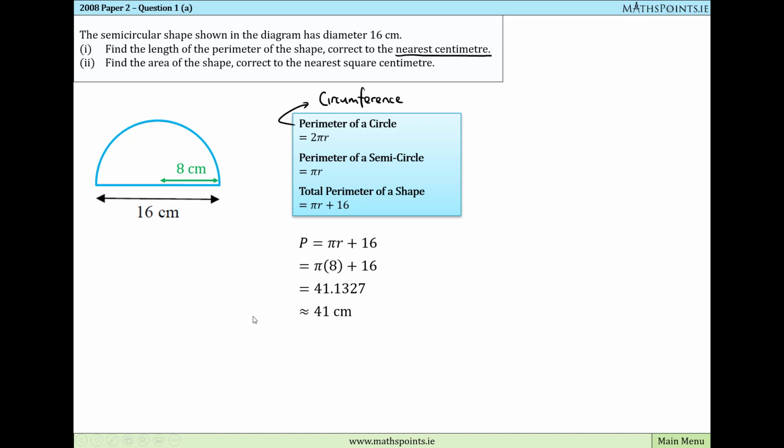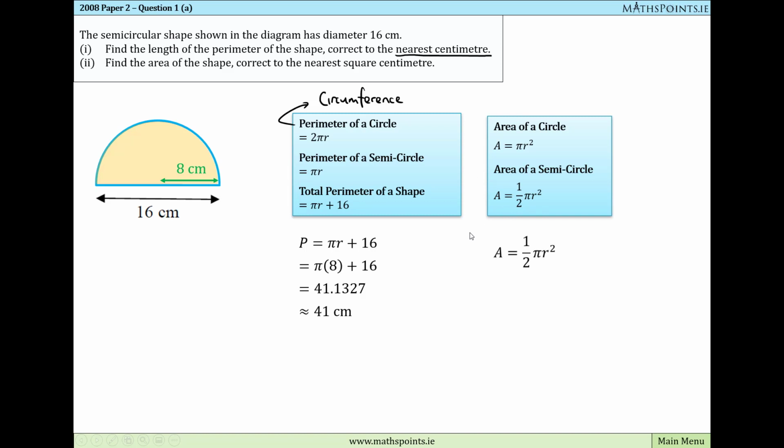For part 2, we want to find the area of the shape. So the area of the shape is the area enclosed by all of the lines on the outside. So this question is as simple as finding the area of a circle and dividing it by 2. The formula for the area of a circle is again in our tables, and it's pi r squared. We want half of a circle, so the area of a semicircle is a half of pi r squared.